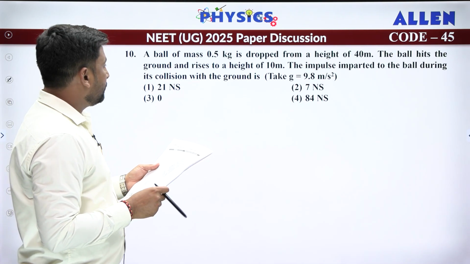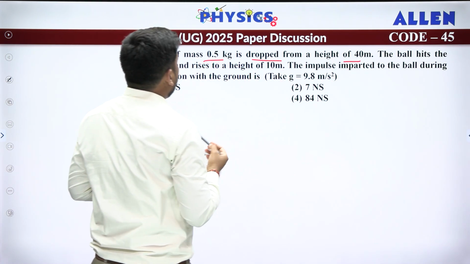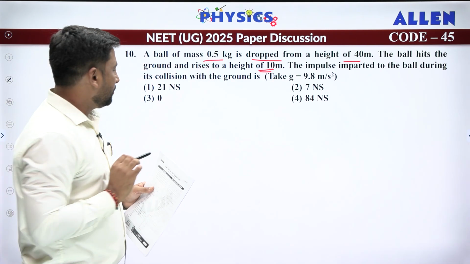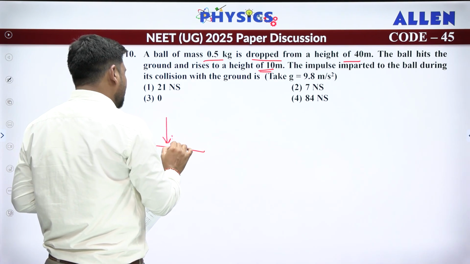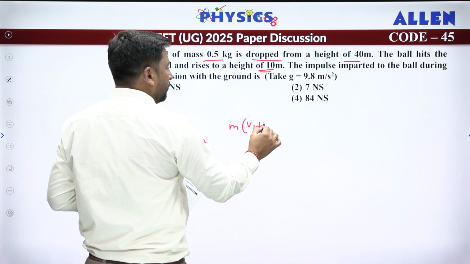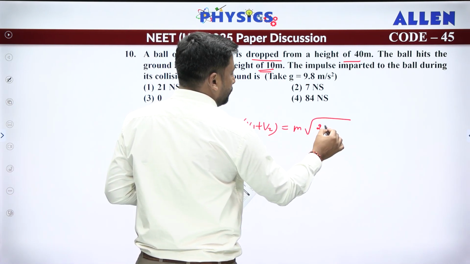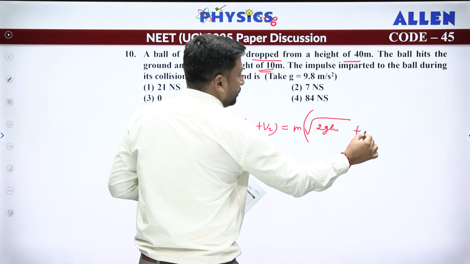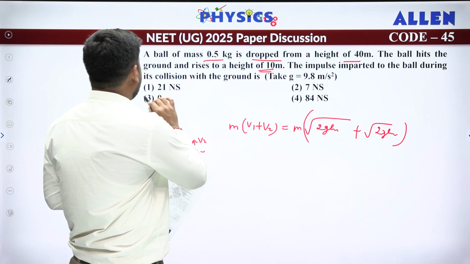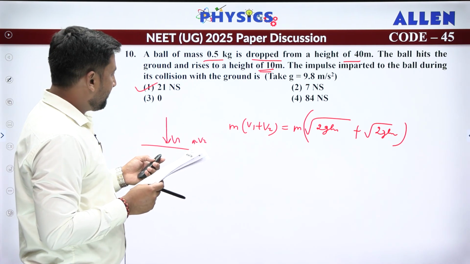Now let's move to the next question. Here they are saying 0.5 kg block is dropped from a height of 40 meter and after bouncing back it is going to 10 meter. We have to find the impulse imparted by the ground. If the particle hits the ground with v1 speed and bounces back with v2 speed, the impulse will be m into (v1 plus v2). That is the impulse imparted by ground. We can write this as m into (root of 2gh1, the height from which it is dropped, plus root of 2gh2). If you simplify and put in the values, you will get 21 newton second as the answer. It is the first answer that is correct.